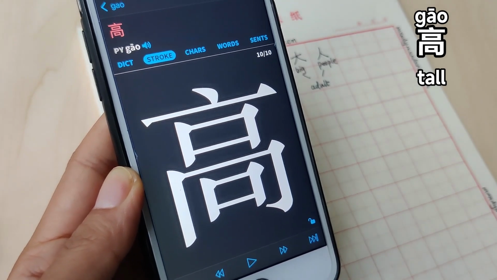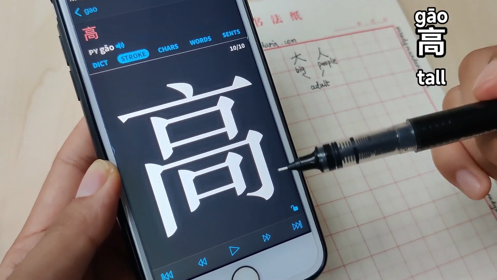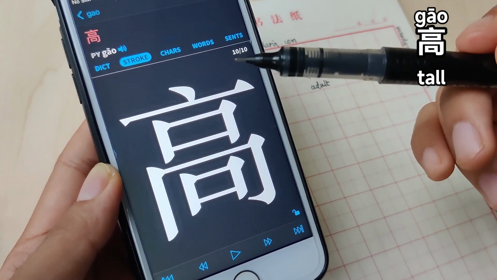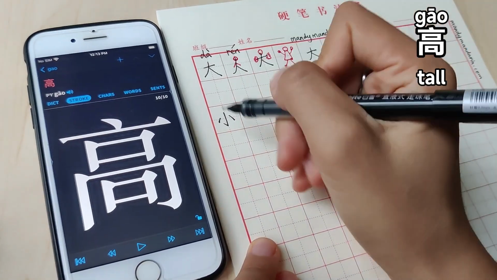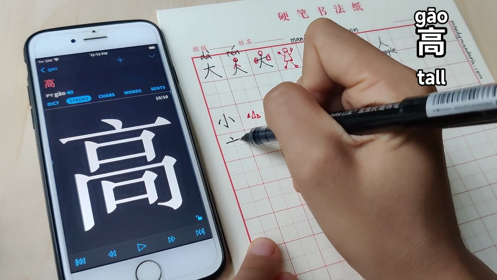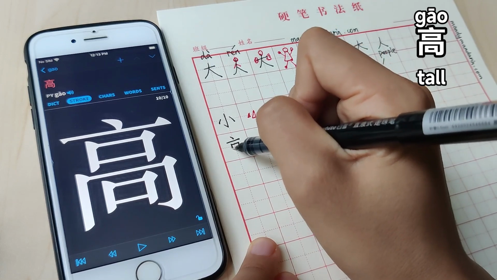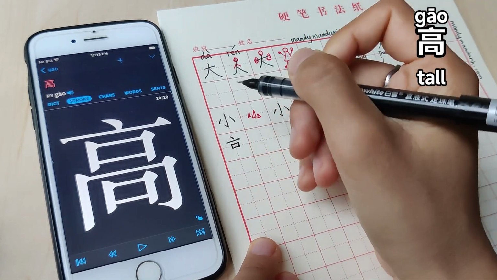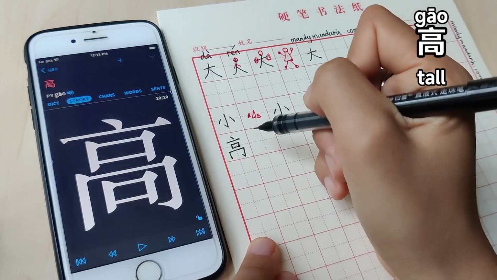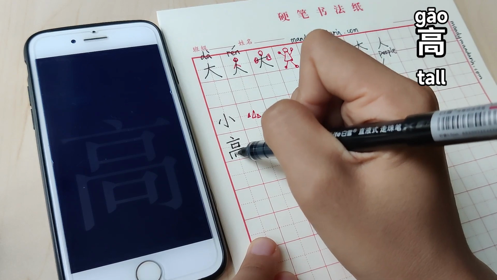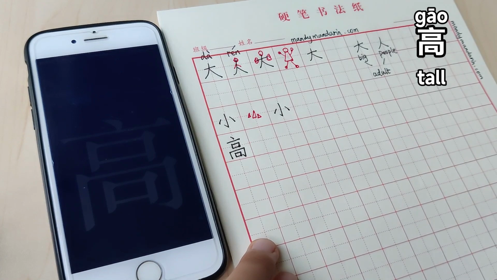Next word, 高, tall. It's a little bit complicated. So we have the top-bottom structure, and we write from the top to the bottom. Let's try to write it. Okay, we go 1, 2, 3, 4, 5. It's like a square. 6, 7, 8, 9, 10. So it's 高.